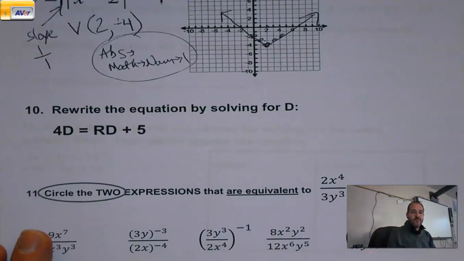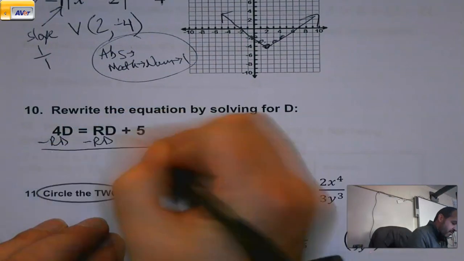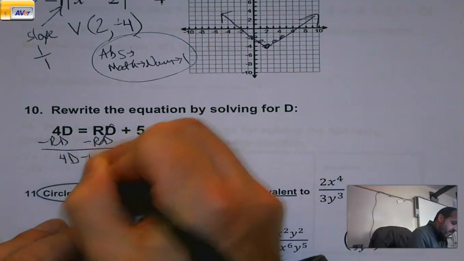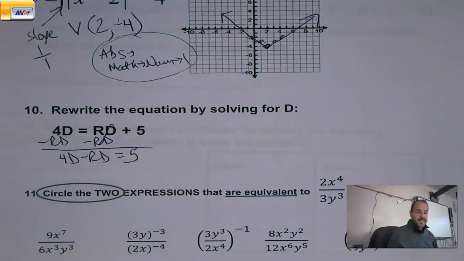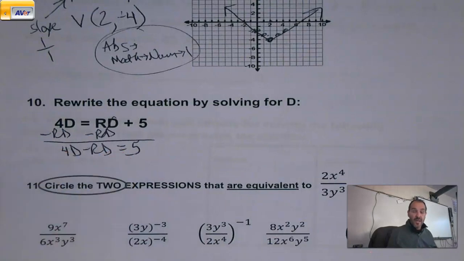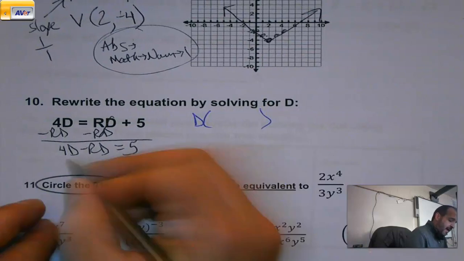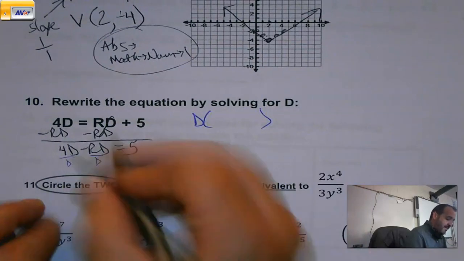Getting there, though. Rewrite the following by solving for D. Okay? Got to get all the D's together first. Now, once I get the D's together, D cannot be part of my answer. So I can't just, like on this other one, divide by 4 and call it good. That won't work. These both have a D, right? They have something in common. We've been talking about that a lot with factoring. Pull the D out.